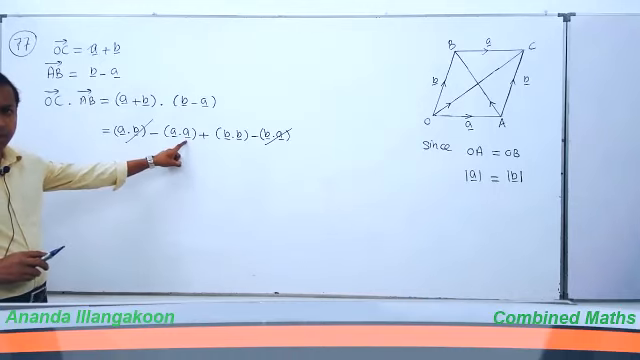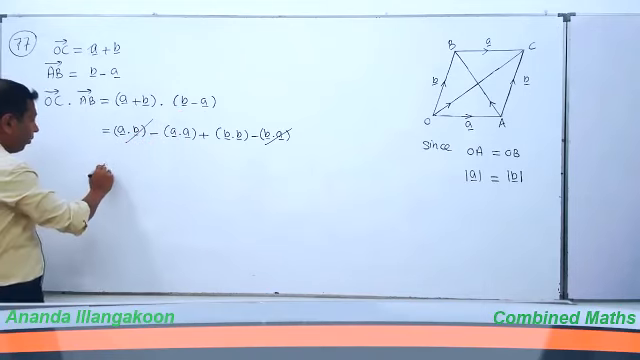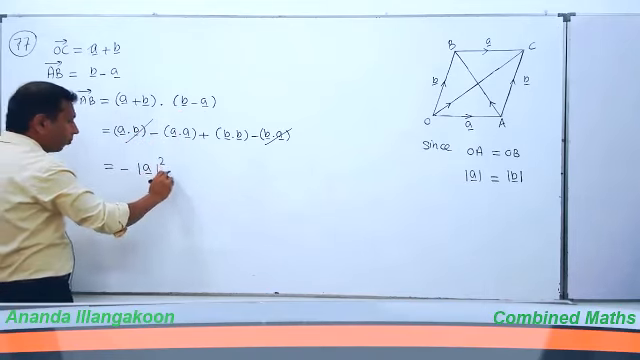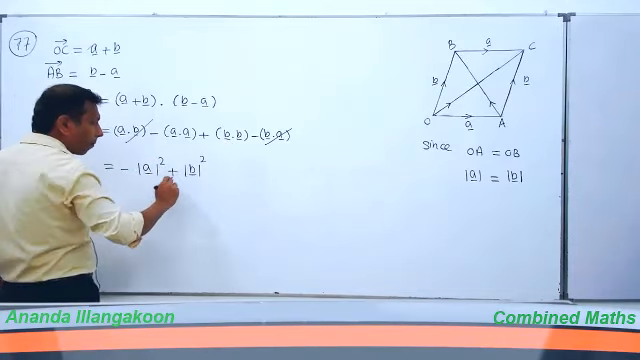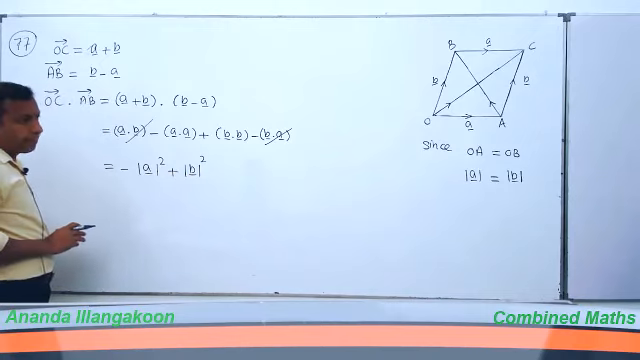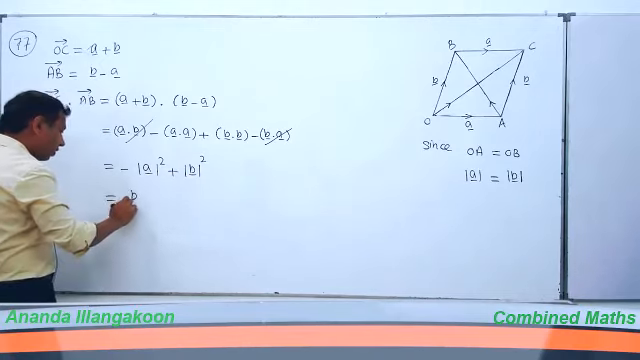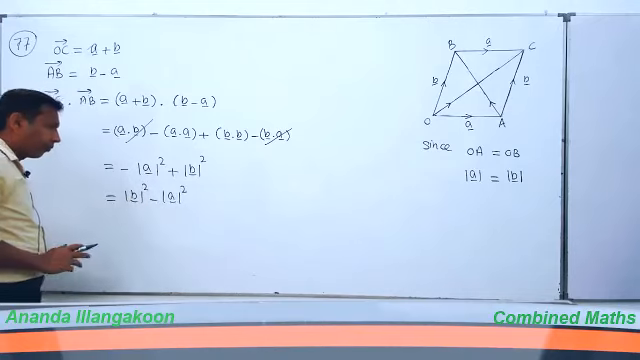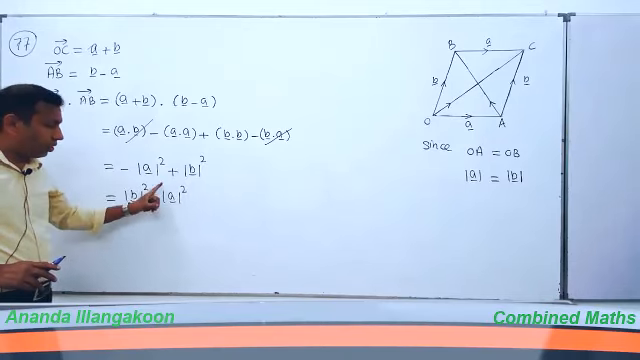A dot A means what, people? Mod A squared. Before that we have a minus sign. Minus mod A squared plus B dot B. What is that, people? Mod B squared. You can try this in this way. The same thing I have written: mod B squared minus mod A squared.